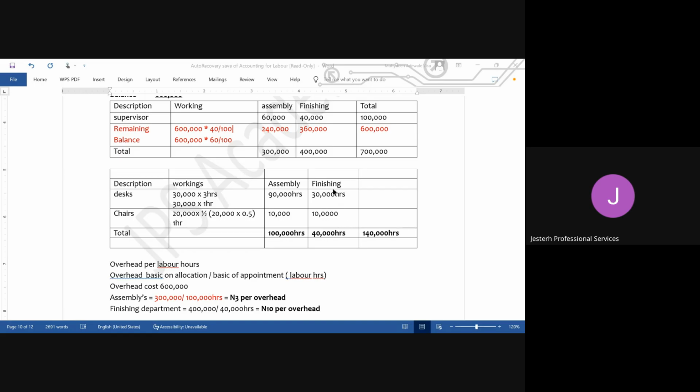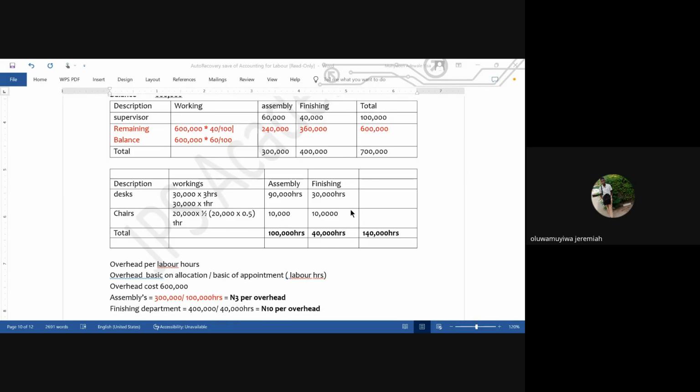Okay. Mr. Jibril, can you help him out, please? How do we arrive at that 3 naira per overhead? Can you explain how we did it? Okay, seems like he too is not available. Okay, Mr. Olumuyiwa, can you just help them out by explaining how we arrive at that 3 naira?